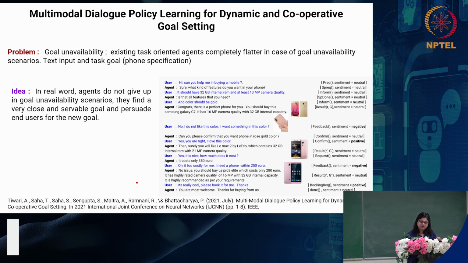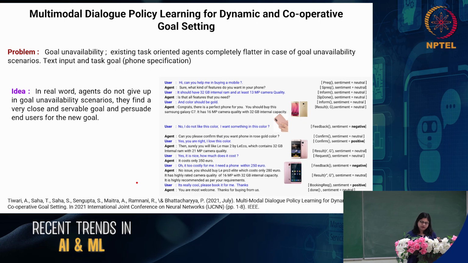Agent: Is that all the features that you need? And the color should be gold. So it now searches the database and there is a match. Congrats, there is a perfect phone for you. You should buy this. No, I do not like this color. I want something in this color.